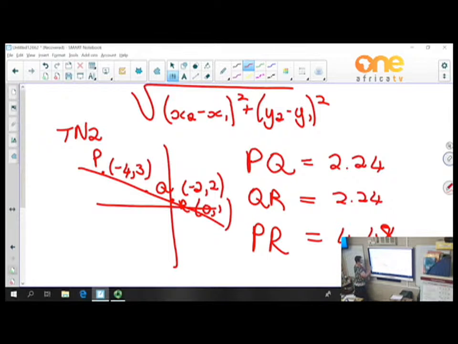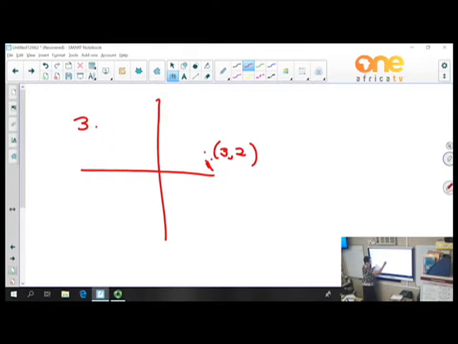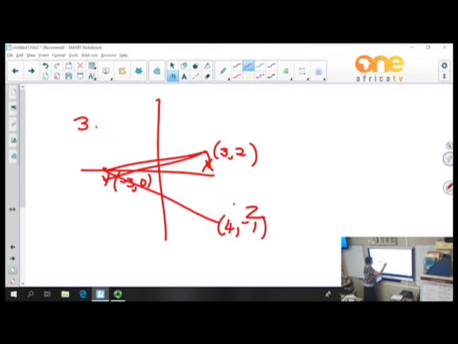Then we also had number 3 for homework. A triangle. So this time you have a triangle. X, which is 3, 2. There's your point X. The next one is Y, negative 3, 0. And then the last one is Z, 4, negative 1. So there's Z, 4, negative 1. Just more or less so that we can see the picture that we have here.